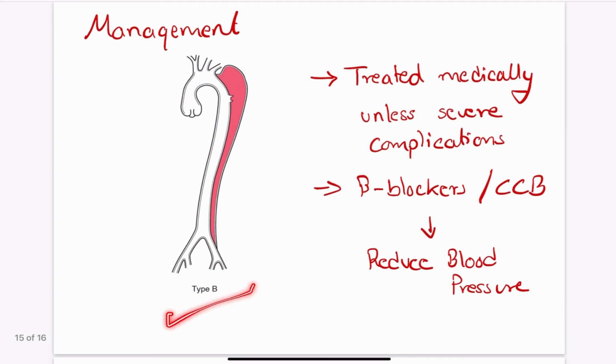Type B dissections are treated medically unless there is impending external rupture or vital organ ischemia. Beta blockers or calcium channel blockers can be given as medical treatment to reduce blood pressure. That's all about aortic dissection.